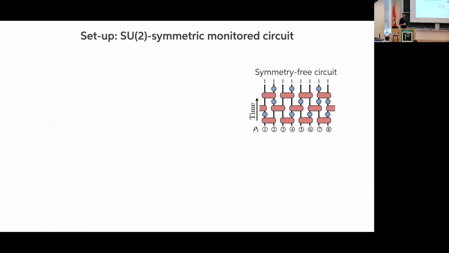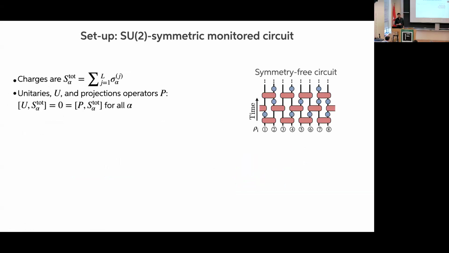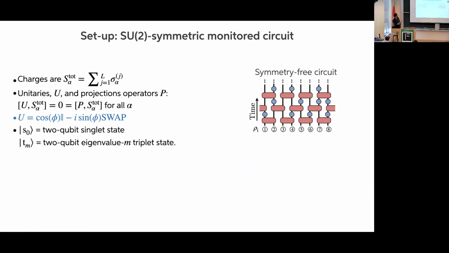So our setup is an SU(2) symmetric monitored circuit. You take your usual circuit, you now have three charges that are non-commuting, the total spin along each axis, or you can write them as a sum over Pauli matrices. And you restrict your unitaries and projection operators to conserve these charges. The most general unitary up to a phase has this form here. To define the projection operators, we first define the singlet and triplet states. And our projection operators are the rank 1 projection onto the singlet and the rank 3 onto the triplet.